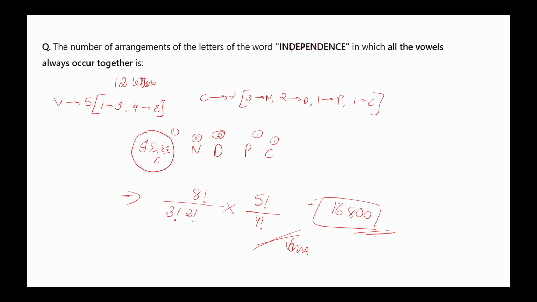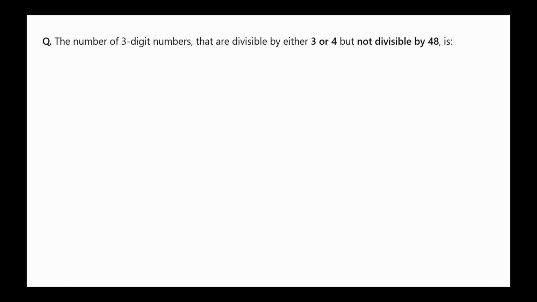So I hope you have understood how we are grouping them, and then using this alike object permutations. Let's look at this question. The number of 3-digit numbers that are divisible by either 3 or 4. So you must understand this thing here. They are either divisible by 3 or 4. That means they are not divisible by both. Whatever number I choose should be divisible by 3 or 4, but it shouldn't be divisible by both. That means, what is their LCM? 12. That means it should not be divisible by 12.